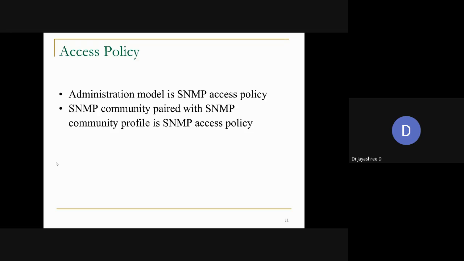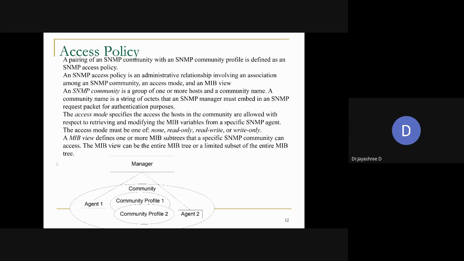So the administration model is an access policy. Unless you have a policy, you cannot say the agreement will be agreeable. With the SNMP community profile, different profiles will be available. For this person I have this profile, for that person I have another profile. I will adopt the profile for this community. So that is how I have given an access policy here. It is a clear view of how it is going to happen.